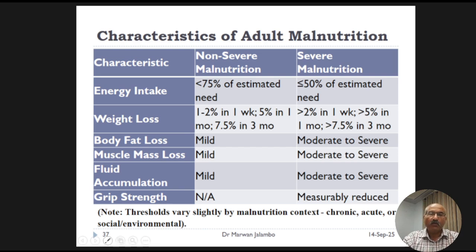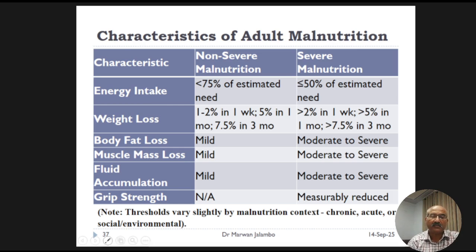For example, if we look at weight loss in the context of acute illness, losing more than 2% of body weight in 1 week would be classified as severe malnutrition, whereas less would be non-severe malnutrition. Similarly, having a measured reduction in grip strength is characteristic of severe malnutrition. These criteria allow for a more objective and standardized approach to diagnosis.